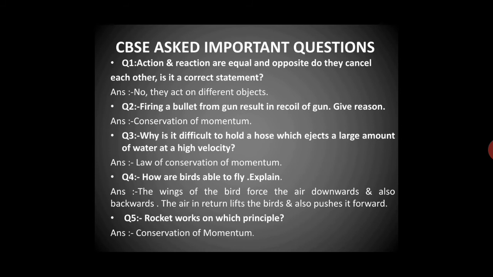Question number 4. How are birds able to fly? Explain. Answer: the wings of a bird force the air downwards and backward. The air in return lifts the bird and pushes it forwards. That is why birds are able to fly. Question number 5. A rocket works on the principle of which law? The answer is the same, the conservation of momentum. The lesser the time it takes to reach a certain position, the more force is applied, and the conservation of momentum principle is verified.